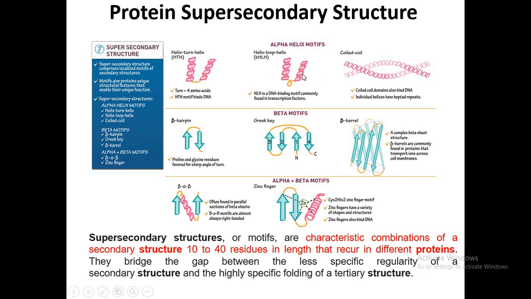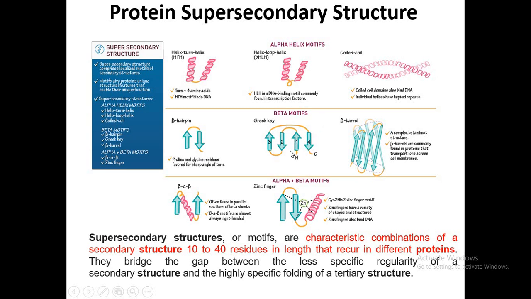What is a helix? A helix is a secondary structure of a protein, and when two or more helices join with each other via a loop or turn, it will be an alpha helix motif. And what is a beta motif? Beta motifs are formed after joining of two or more beta pleated sheets or beta strands. If two beta pleated sheets are joined with a loop, they form a beta hairpin loop, and it is a motif. This is a super secondary structure of protein.